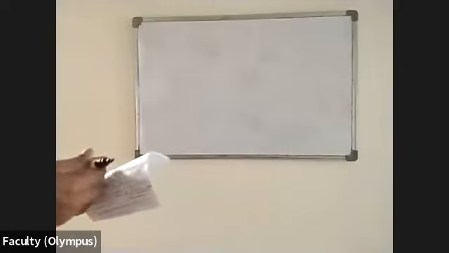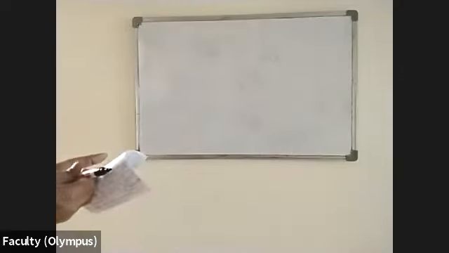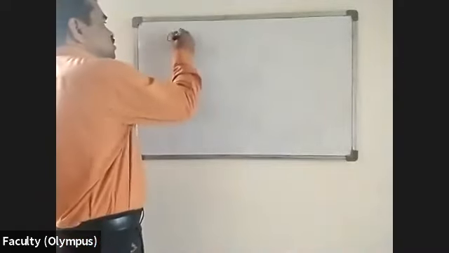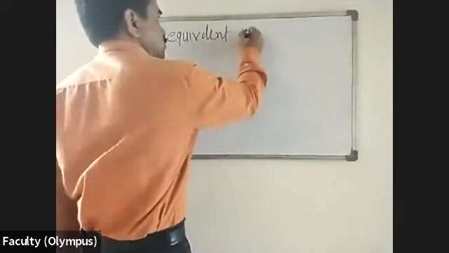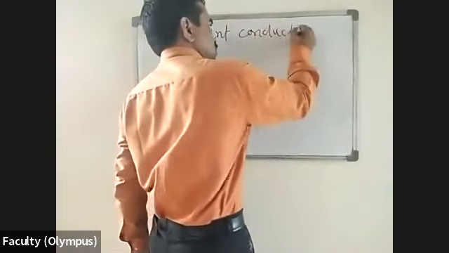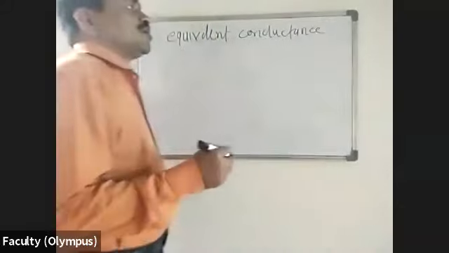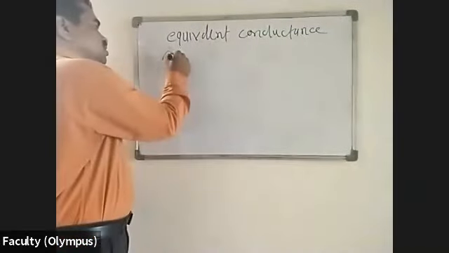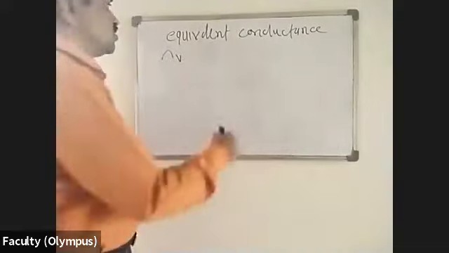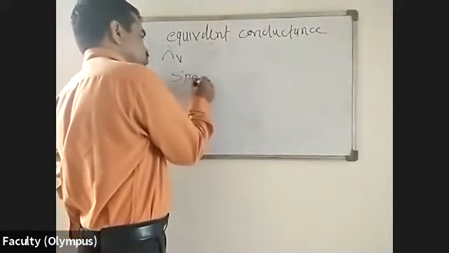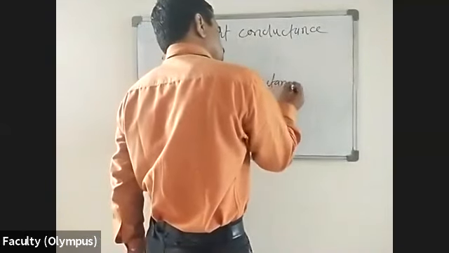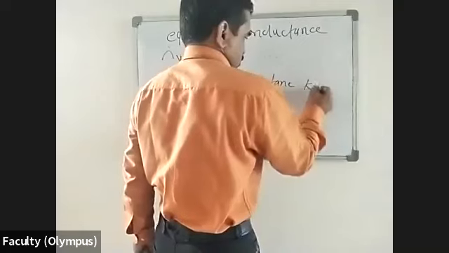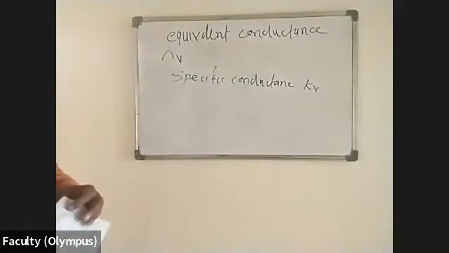So yesterday we have seen what is the specific conductance and equivalent conductance. Equivalent conductance is denoted by lambda v, and specific conductance is denoted by kV. Up to this we have seen.